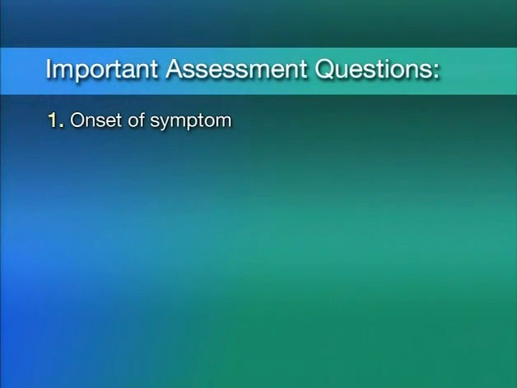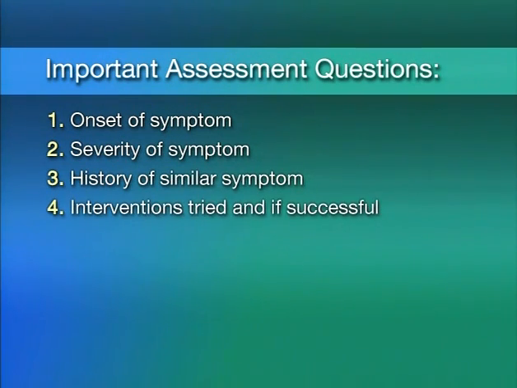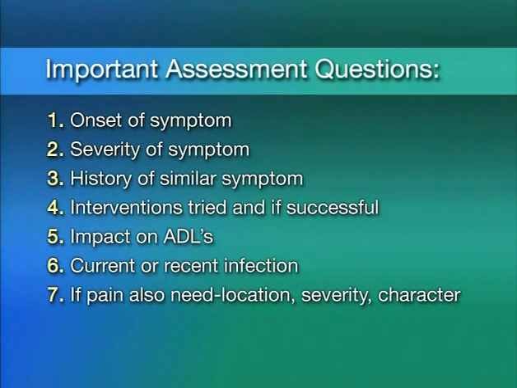Onset of symptom, severity of the symptom, any history of similar symptoms, interventions that have been tried and if they've been successful, impact on activities of daily living, current or recent infection, location, severity, or character of any pain.